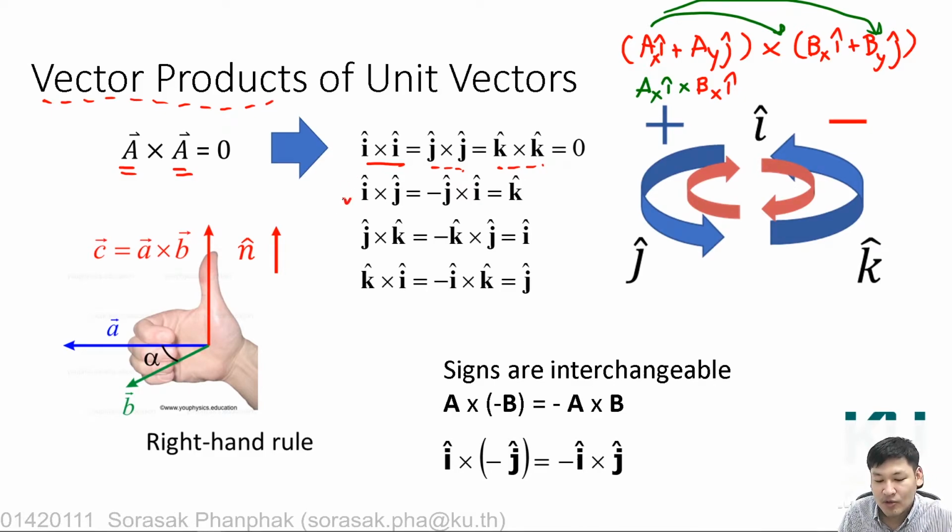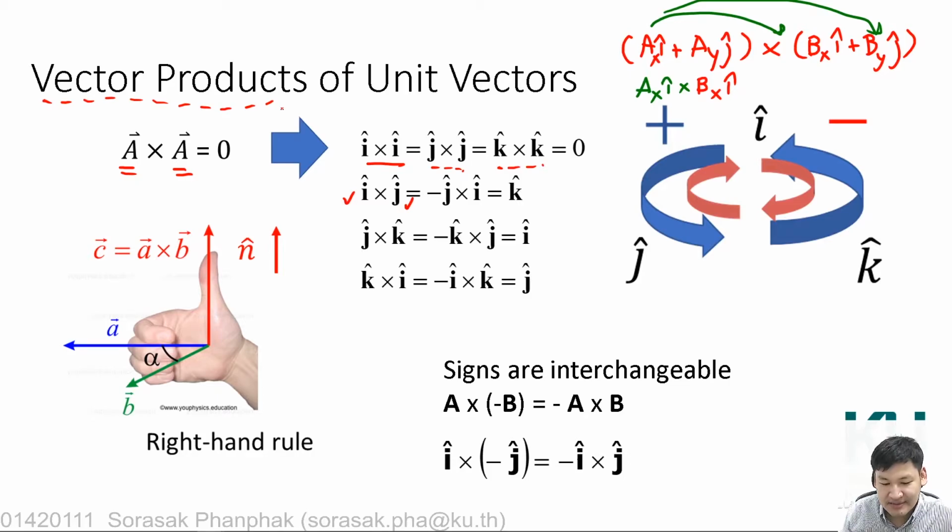However, when two unit vectors are perpendicular, they give the maximum value, but the direction changes according to the right-hand rule. If you have i cross j, you get k. If you have j cross i, you get minus k. If you have j cross k, you get i. If you reverse the order, you have to put the minus sign in front of it.